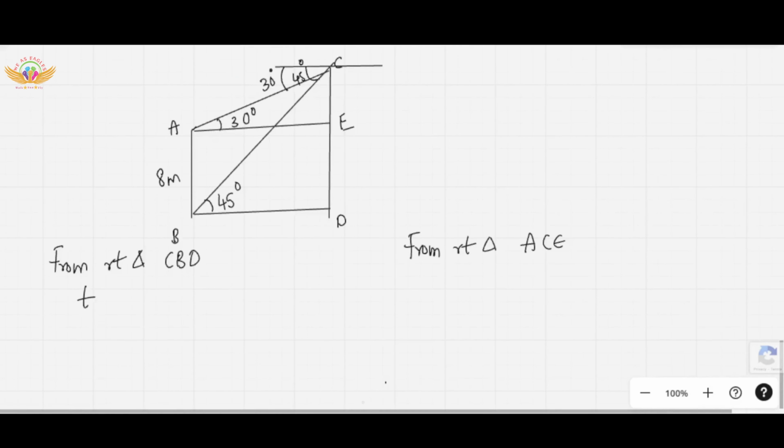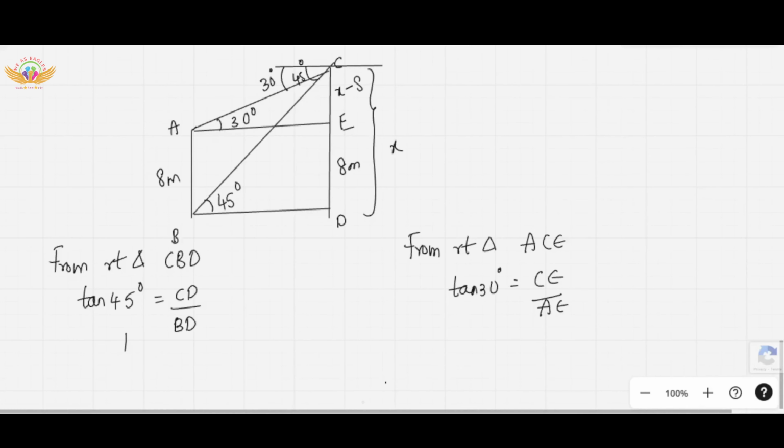So here I am going to take tan 45 degrees, which is equal to CD by BD, opposite by adjacent. And here, tan 30 degrees is equal to CE by AE, because it is also opposite by adjacent. We don't know CD. What is tan 45 degrees? Tan 45 degrees is 1. And here you can see if AB is 8 meters, automatically DE will also be 8 meters. So I am assuming that CD is X. If it is X, CE will become X minus 8.